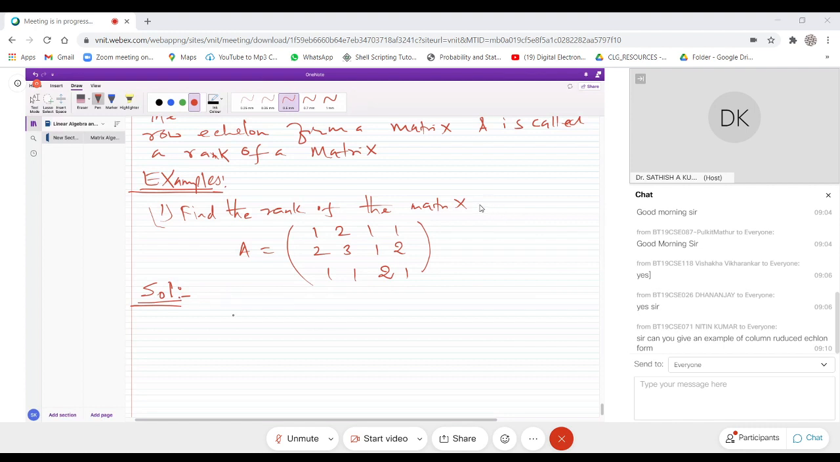Okay, so now can you use the row elementary operations to get the row echelon form?